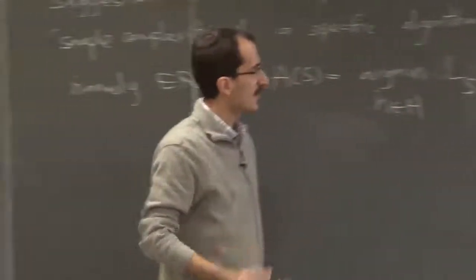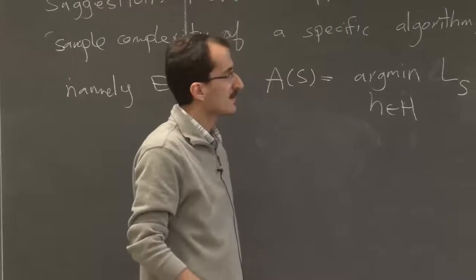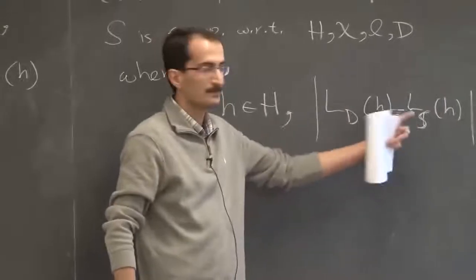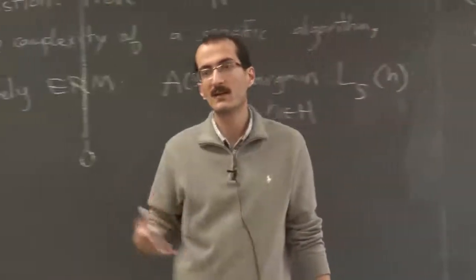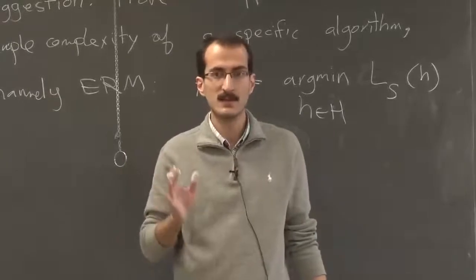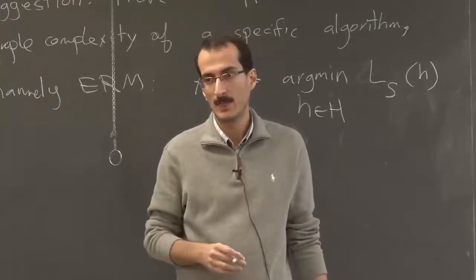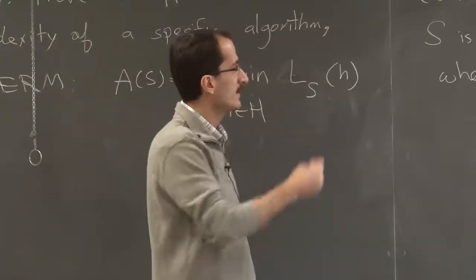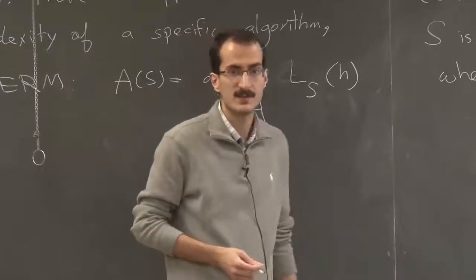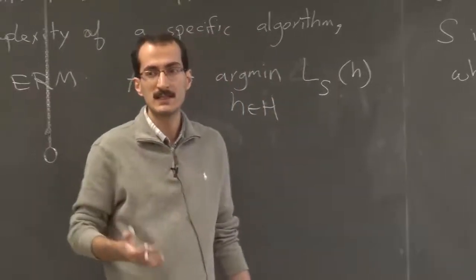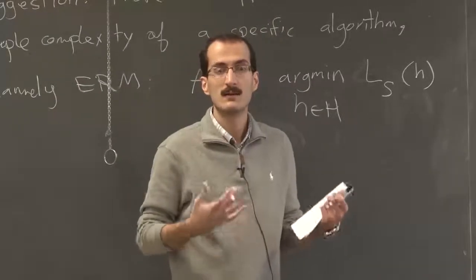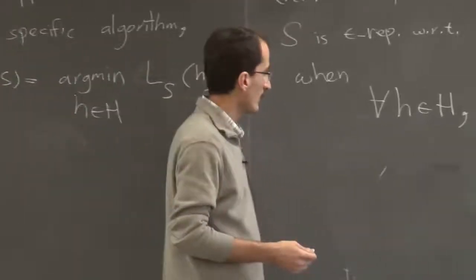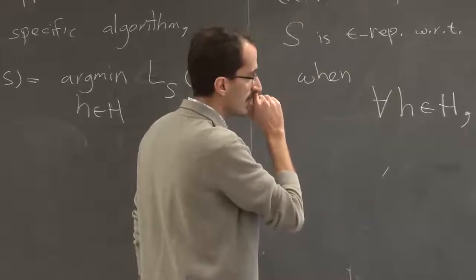So if we have such a sample, it means intuitively that if we just minimize the loss over the sample, we will automatically approximately optimize L_D as well. So we will be looking at how we can find an epsilon representative sample, or how many examples I need to make sure that it is epsilon representative.